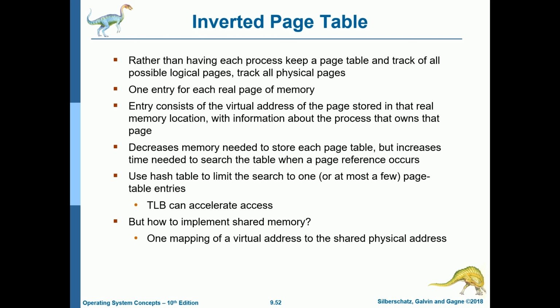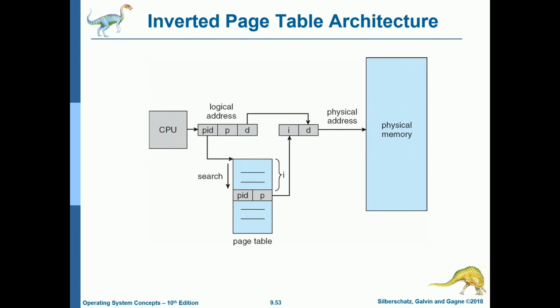An inverted page table has one entry for each real page or frame of memory. Each entry consists of the virtual address of the page stored in the real memory location, with information about the process that owns the page. Thus, only one page table is in the system, and it only has one entry for each page of physical memory. We can see in this figure the operation of an inverted page table.